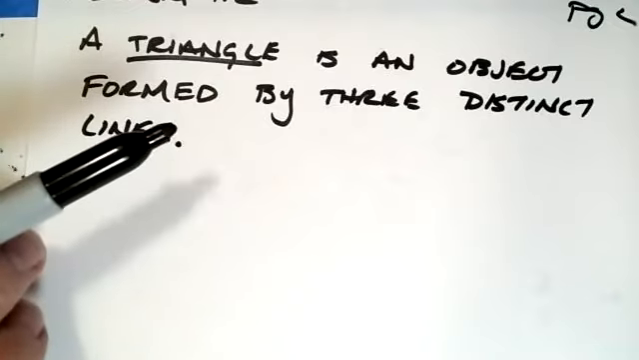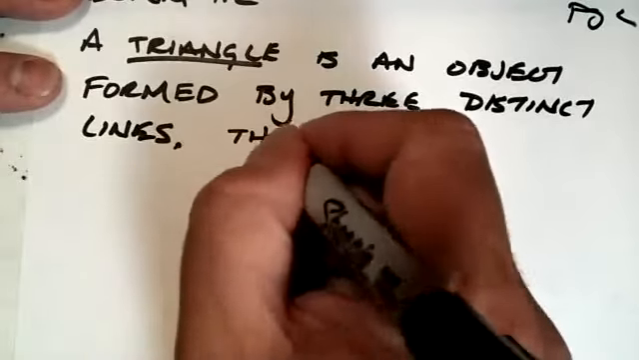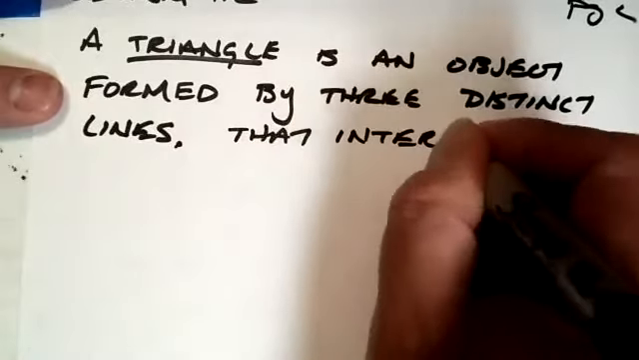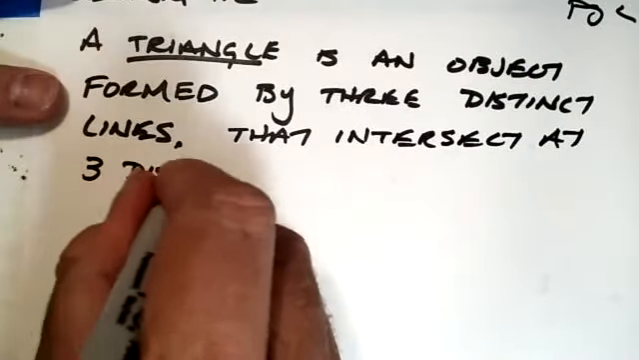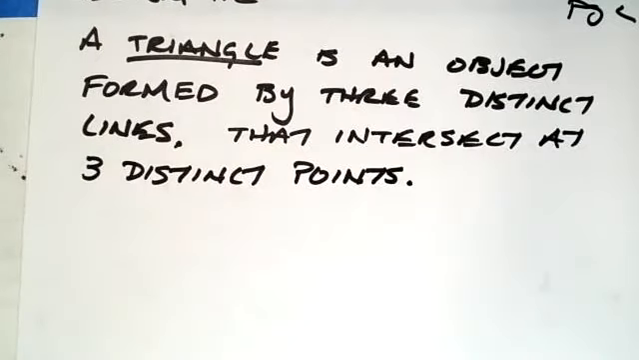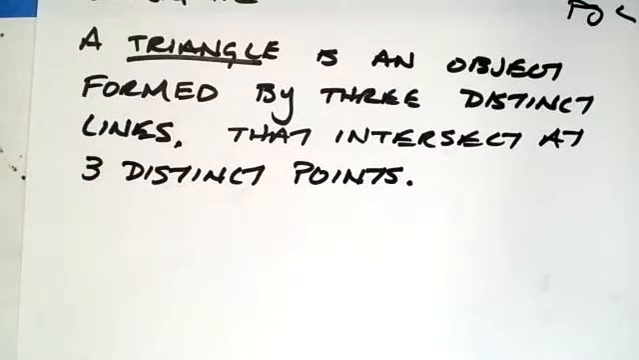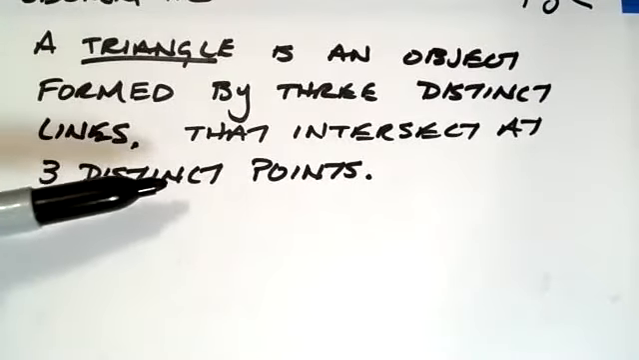Now remember, let me finish this sentence, that intersect at three distinct points. So this is sort of a statement about, remember, distinct means they have to be different. Sometimes when you're creating these definitions, you have to be real careful about special cases. We are really talking about different lines and different points.